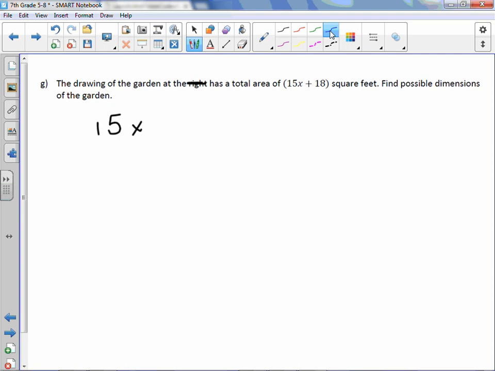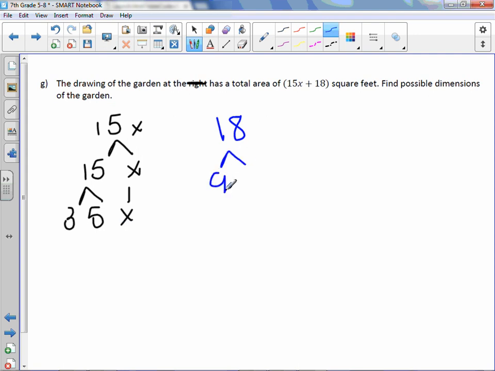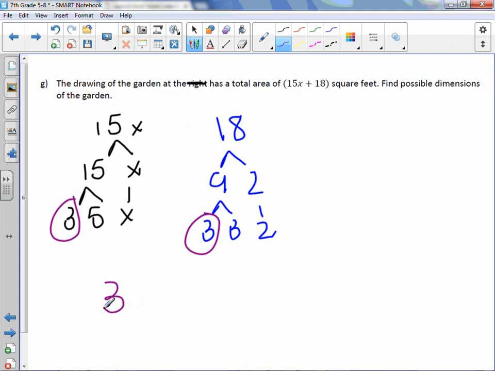So 15x and 18. 15x will break apart into 15 and x. 15 is 3 and 5. Bring down the x. 18 is 9 and 2. 9 is 3 and 3. Bring down 2. 3 is common, and that's it. So 3 is our GCF.